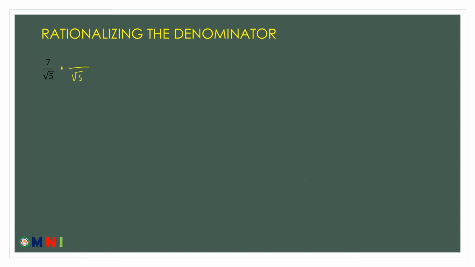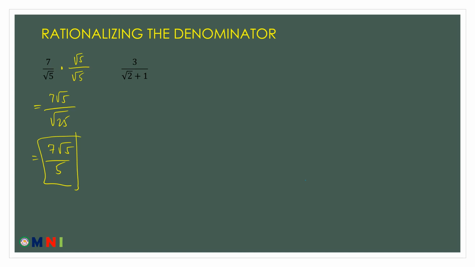And of course, we can have here square root of 5 over square root of 5. Therefore, we will get 7 square root of 5 over 5 times 5 is 25. Therefore, the square root of 25 is 5. There, this is your whole number, or the rationalized denominator already.